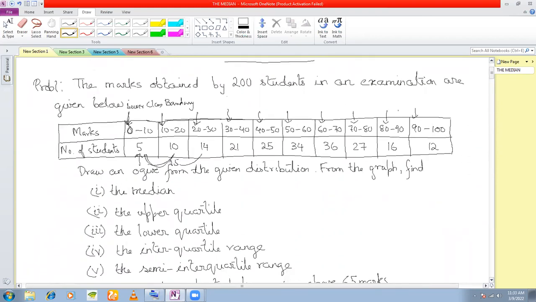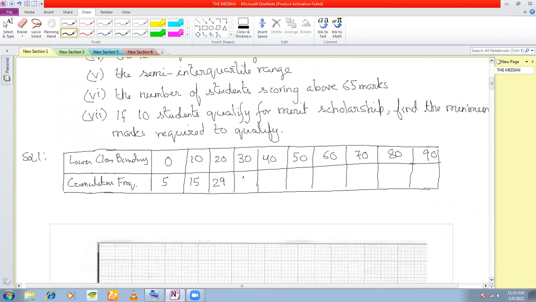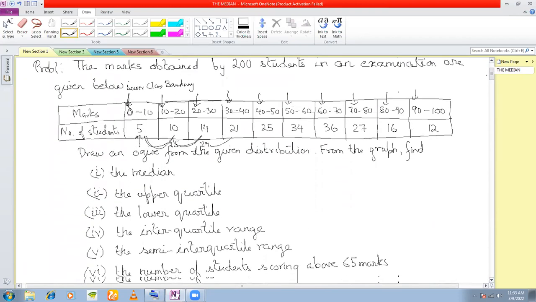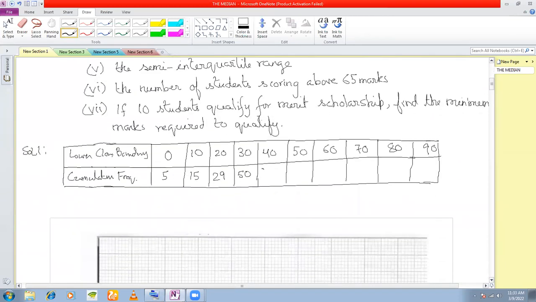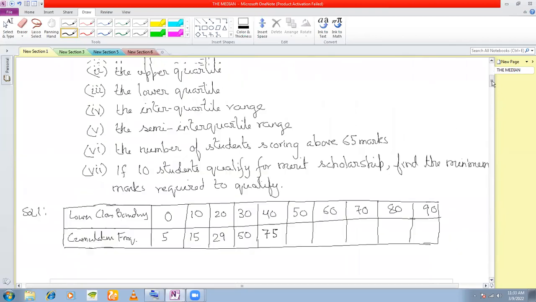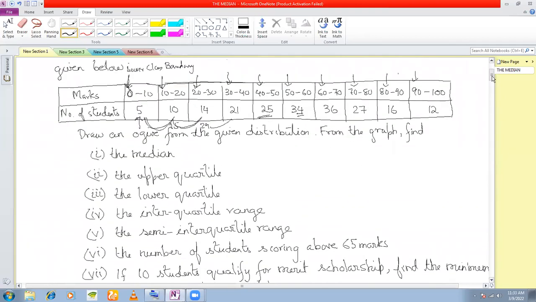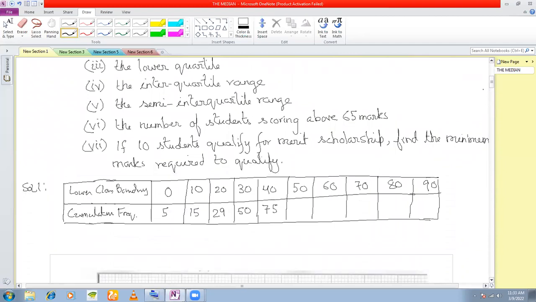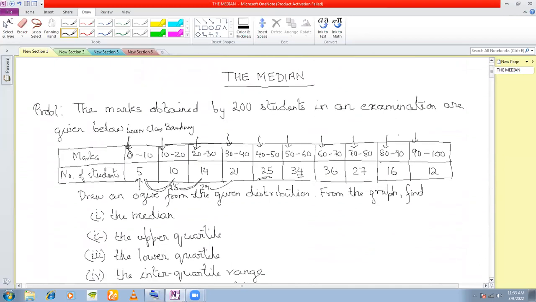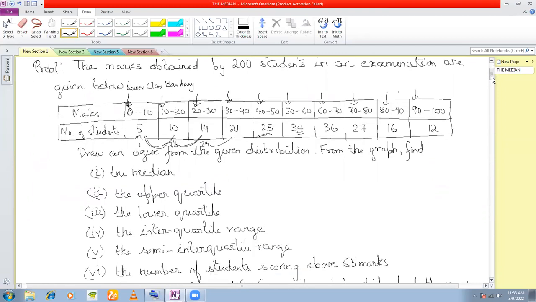When we totaled these three, how much did we get? 29, right? So 29 plus 21 will now give us 50. Now 50 plus 25 will give us 75. Now I've got 75. 75 plus 34 is going to give us 109. 109 plus 36 will give us 145.